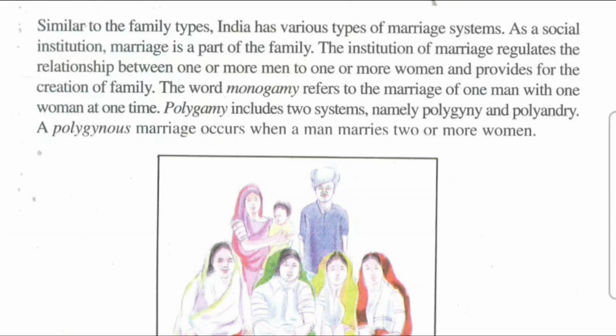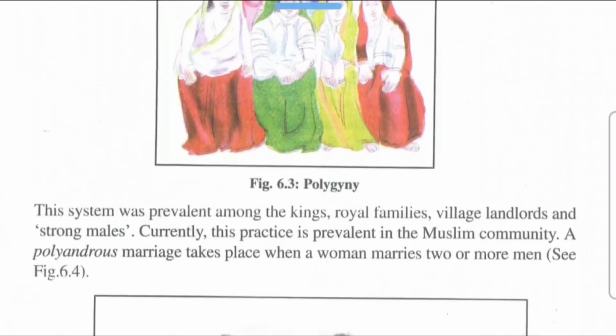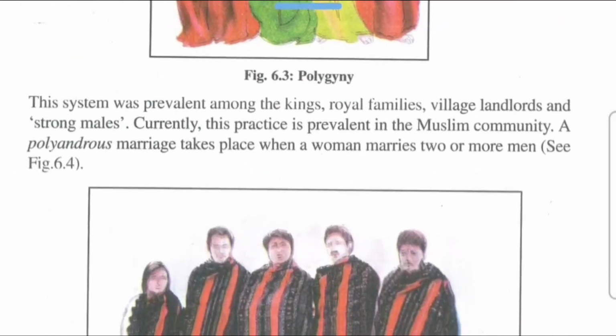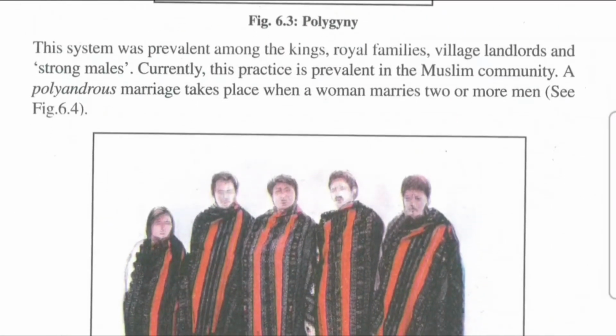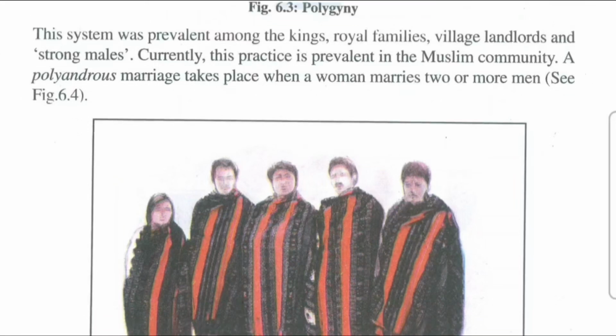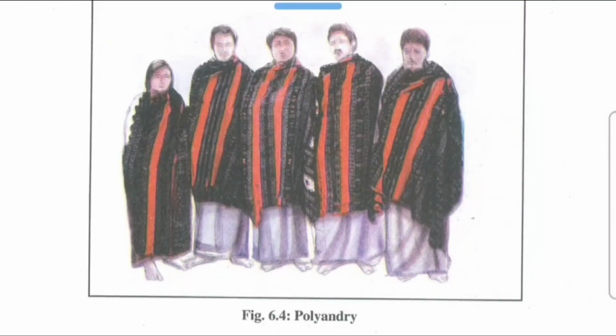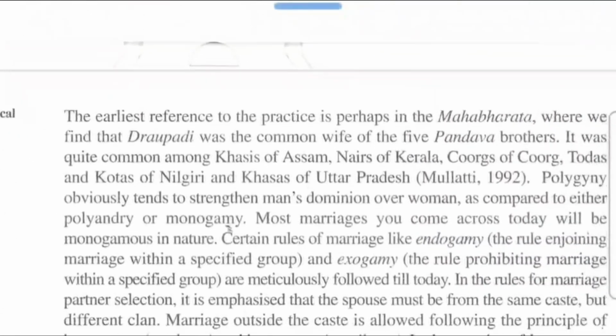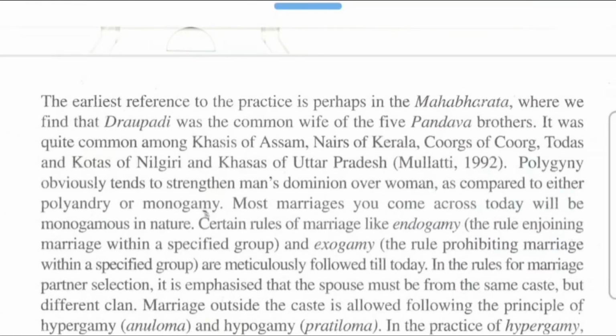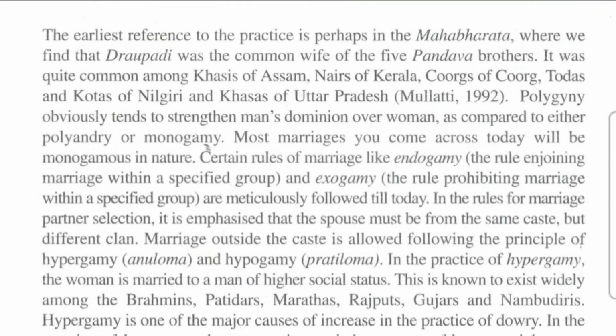Fig 6.3 Polygyny. This system was prevalent among the kings, royal families, village landlords, and strong males. Currently, this practice is prevalent in the Muslim community. A polyandrous marriage takes place when a woman marries 2 or more men. See Fig 6.4. Figure 6.4 Polyandry. The earliest reference to the practice is perhaps in the Mahabharata, where we find that Draupadi was the common wife of the 5 Pandav brothers.